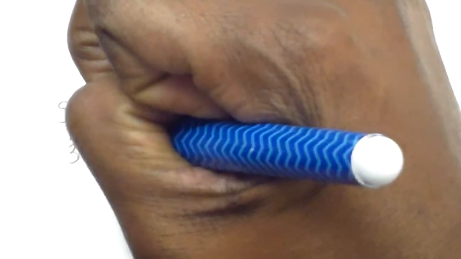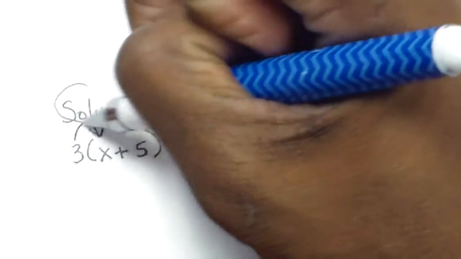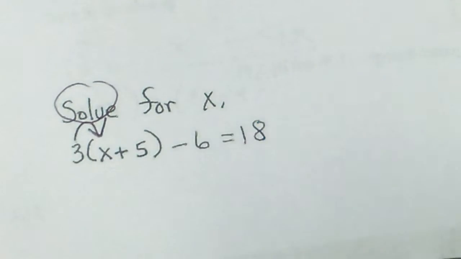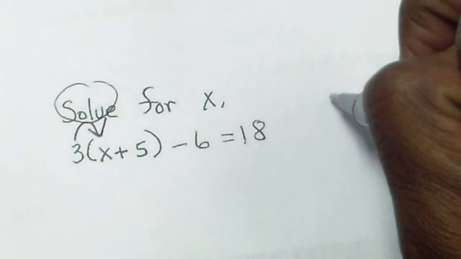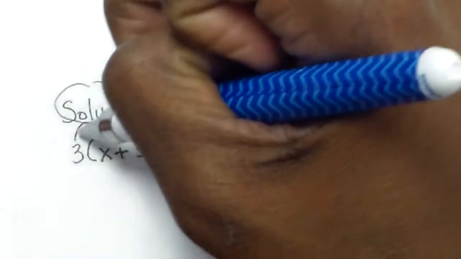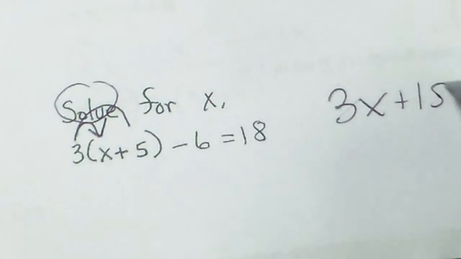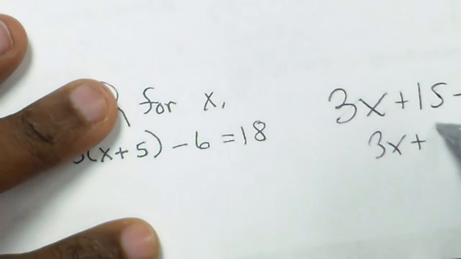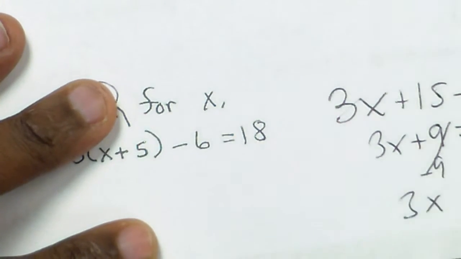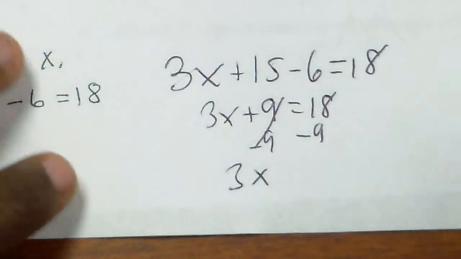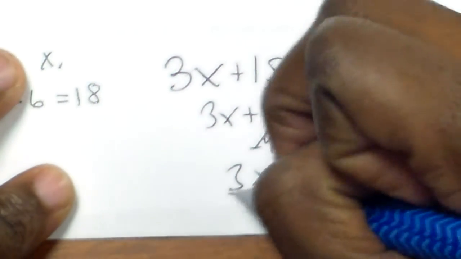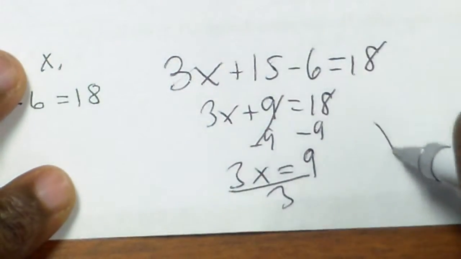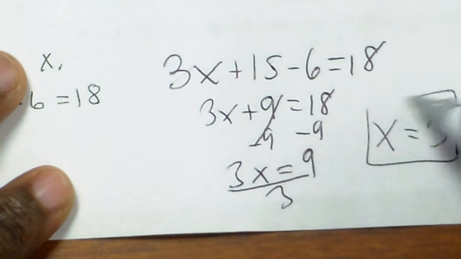And we're just distributing. This one says to solve. Why does it say solve? Because we have an equal sign. And so we have 3x distributed to the outer plus 15 minus 6 equals 18. Combine like terms. It's going to be 3x plus 9 equals 18. Subtract 9, 3x equals 9, divided by 3. And our answer is x equals 3.